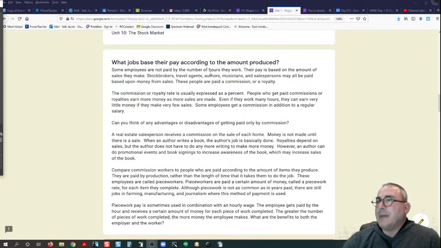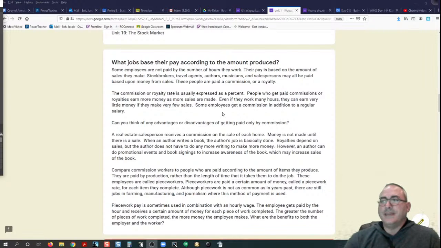What jobs base their pay according to the amount produced? Well, some employees are not paid by the number of hours they work. Their pay is based on the amount of sales they make. Stockbrokers, travel agents, authors, musicians, and salespersons may all be paid based upon money from sales. These people are paid a commission or a royalty. The commission or royalty rate is usually expressed as a percent. People who get paid commissions or royalties earn more money as more sales are made. Even if they work many hours, they can earn very little money if they make very few sales.